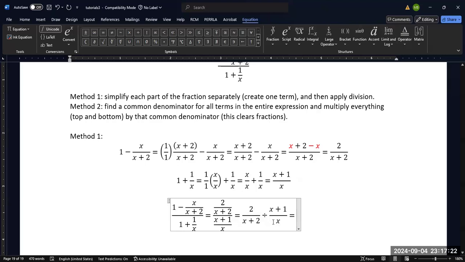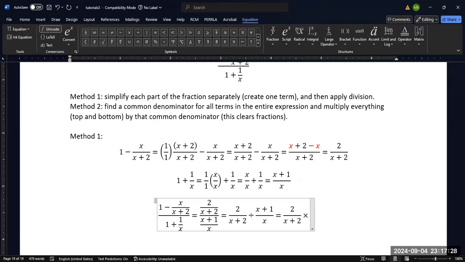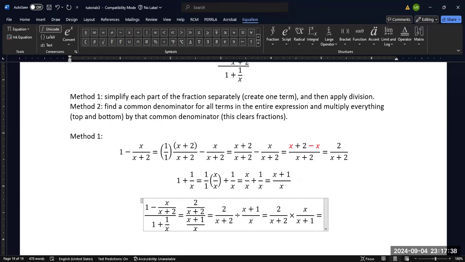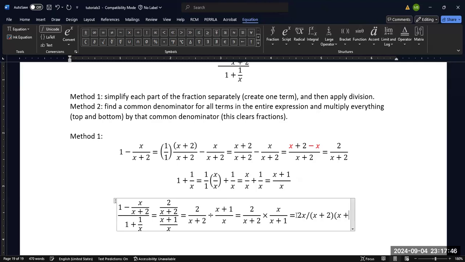Now, what do we do when we do division with fractions? Well, we're going to end up multiplying by the reciprocal. So instead of dividing by x plus 1 over x, we're going to multiply by x over x plus 1. And what do we do when we multiply? We just take our numerators and multiply them, and then we take our denominators and also multiply them, and we're done.